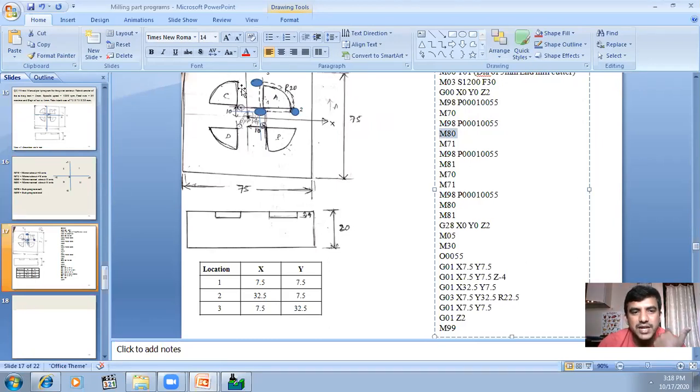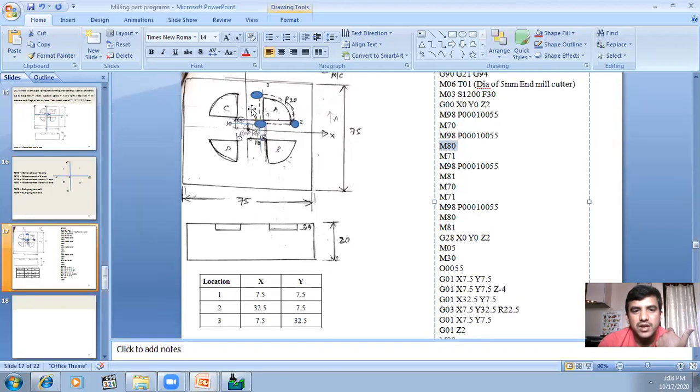Next I want to do the second quadrant. For the second quadrant, what is the mirroring about? Y-axis. Then I give the mirror about Y-axis, that is M71. Once you give M71, the cutter is ready to perform the operation in the second quadrant.